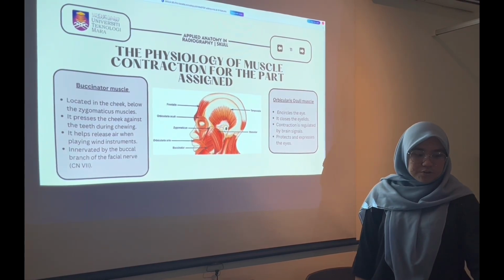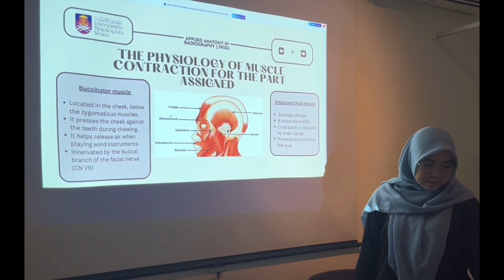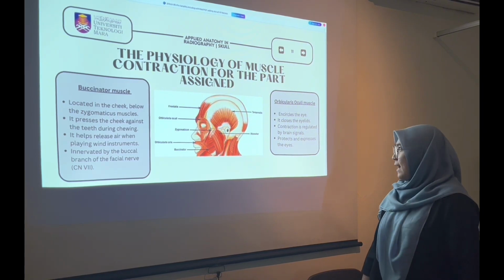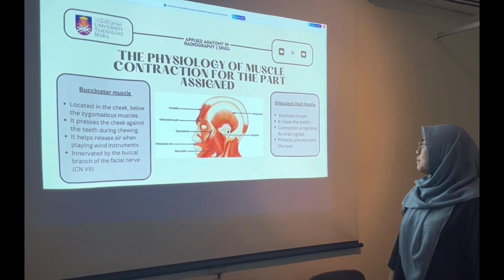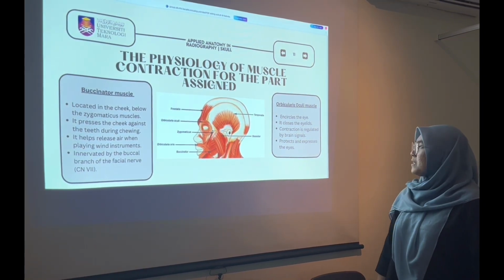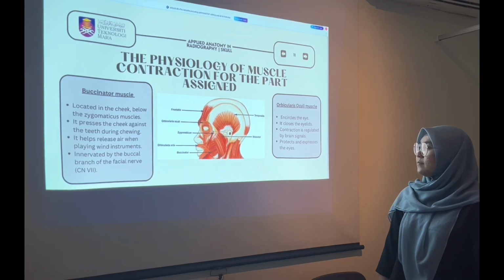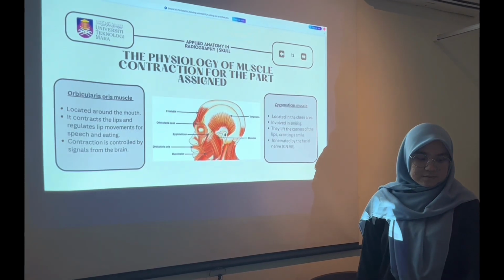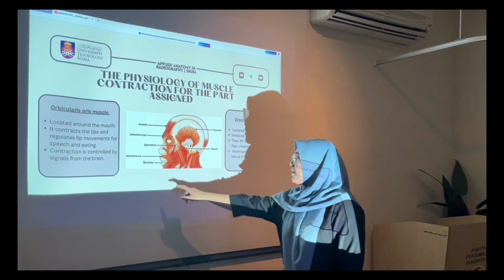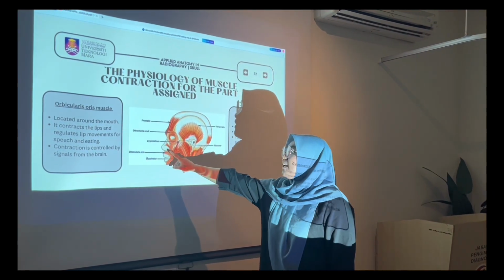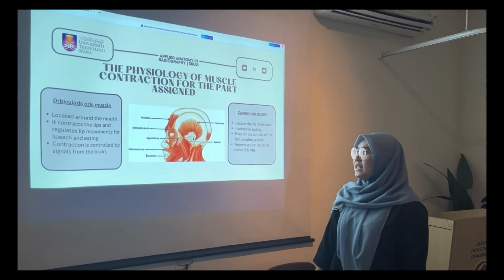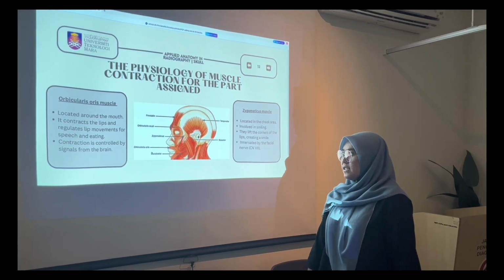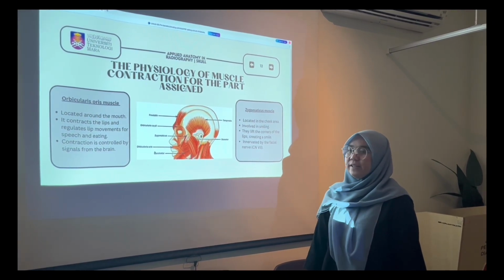Orbicularis oculi muscle, here, encircles the eyes. It closes the eyelids. Contraction is regulated by neural signals and protects and expresses the eyes. Orbicularis oris muscle, located around the mouth, contracts the lips and regulates lip movement in speech and eating. Also, contraction is controlled by signals from the brain.